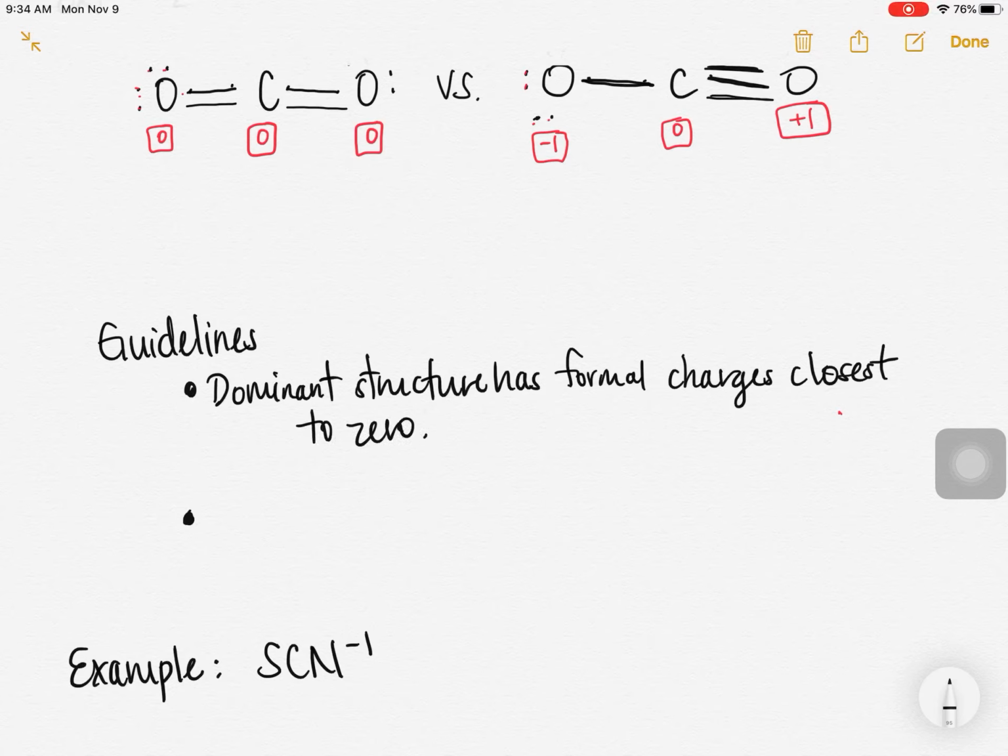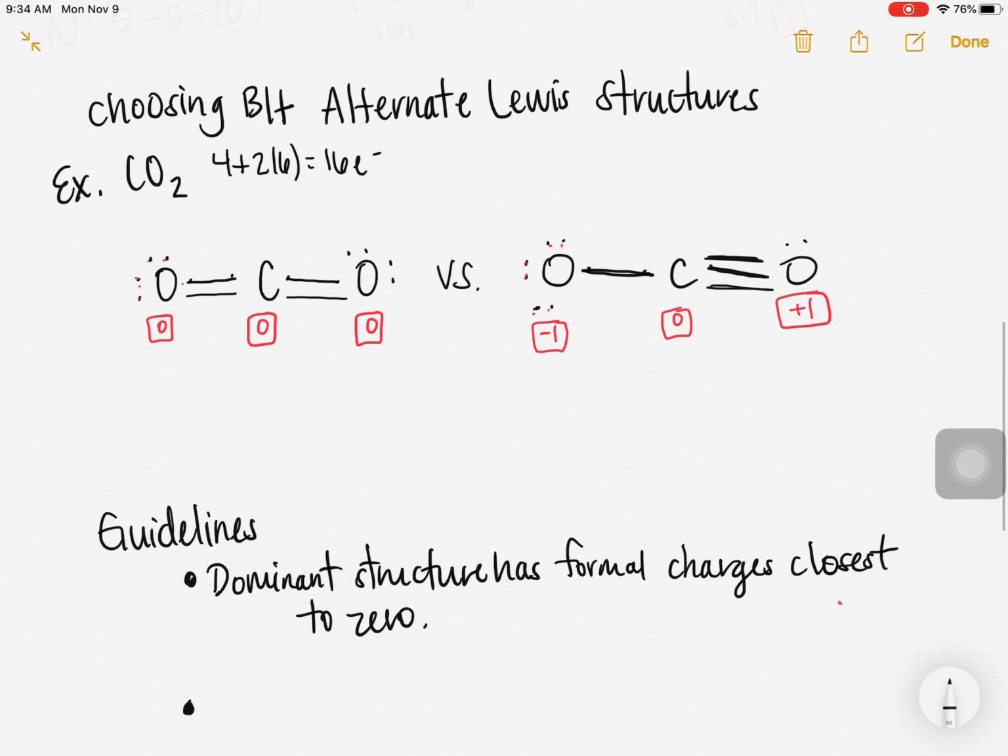Okay, so in this case, that's the only rule we need to pick the dominant structure, because I have one Lewis structure with all formal charges of 0, and then I have another Lewis structure that has -1 and a +1. So based solely on this first guideline, we can pick that this first CO2 picture is going to be the dominant Lewis structure. Okay, because it has the formal charges closest to 0. And so that's the case in this discussion.